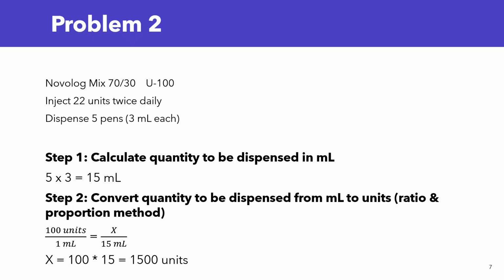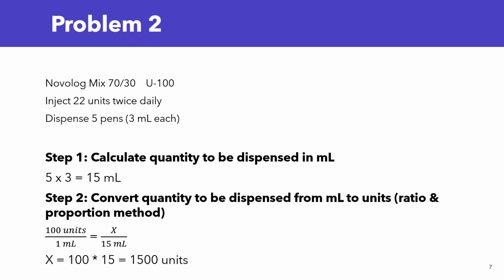So to calculate the day supply here, we already know the formula. It's going to be the quantity dispensed in units divided by the number of units injected per day. So first we need to calculate the quantity dispensed in ml. 5 pens, each pen is 3 ml. So the quantity dispensed in ml is going to be 5 times 3, so that's 15 ml. Now we need to convert that 15 ml to units.